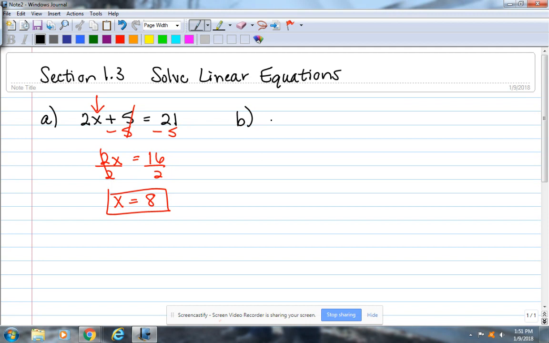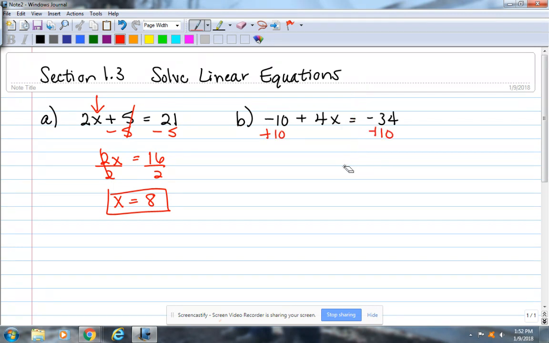Example B, here's another one. Negative 10 plus 4x equals negative 34. So I have an x, and I want to get everything away from the x. So the x is on the left-hand side of the equal sign. So I want to move everything that's on the same side as that x to the other side of the equal sign. So what do y'all think we're going to do first? Very good. I'm going to add 10 to both sides.